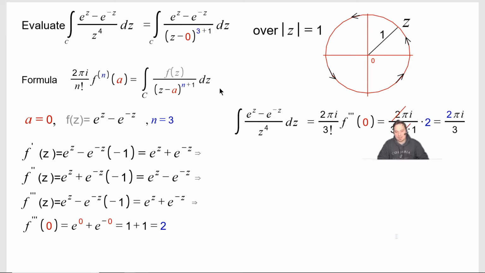Cancel off that 2 with that 2 in the bottom, just like the red strike lines indicate. And you end up pretty much with that 2 in blue times pi i, so it becomes 2 pi i, and then in the bottom what's left over is 3, so you end up with 2 pi i over 3 as the value of the integral using the Cauchy Integral Formula. Notice that we don't actually have to do any integration, correct? This is just a beautiful result right here. We can just use that formula instead.